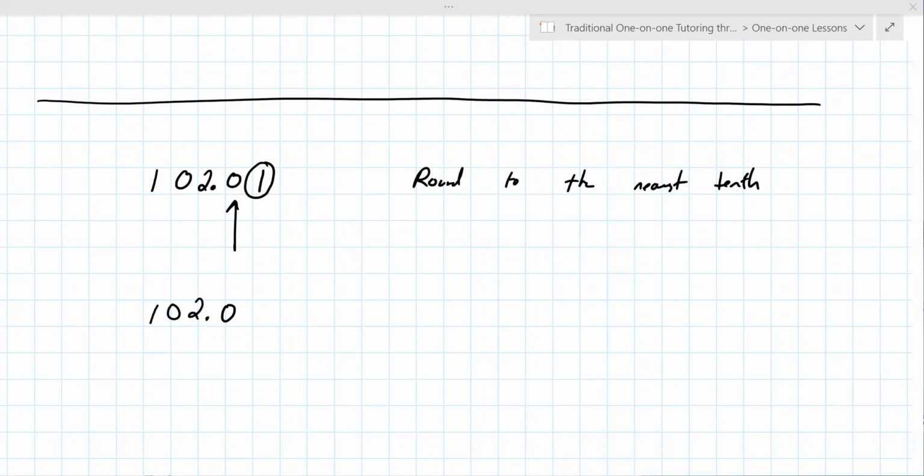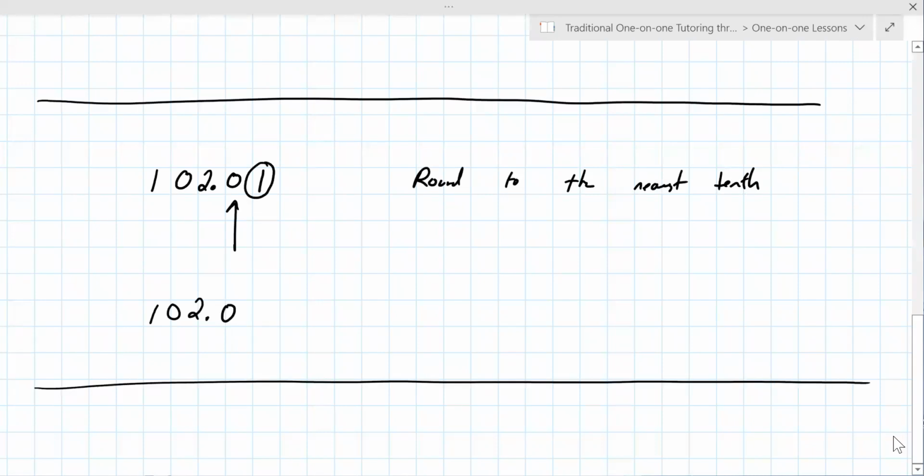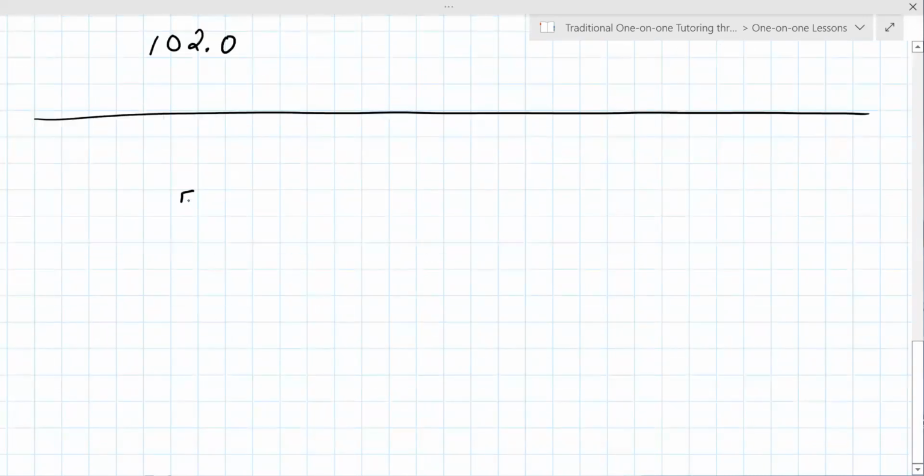Okay, let me see if I can pull up, I'm trying to get into your classroom now, so I want to pull up some problems that you've been working on in class, because that'll help us a little bit better. Okay, so let's look at the next one. 5.167. And now I want you to round to the nearest tenth.